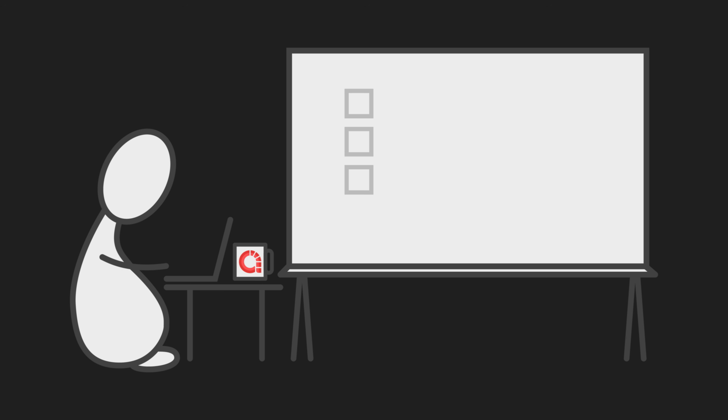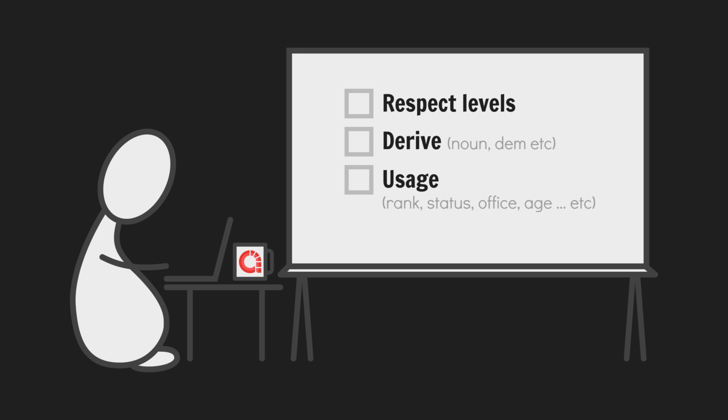So by extrapolation then, to create a basic honorific system, one could start by choosing a number of respect levels, derive the forms used from nouns of respect and demonstratives, and then figure out how they are to be applied. You know, based on rank, status, office, age, formality, intimacy, social groups, and so on. Or any combination of those.